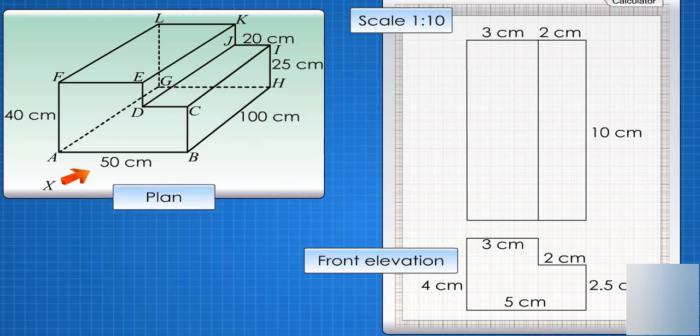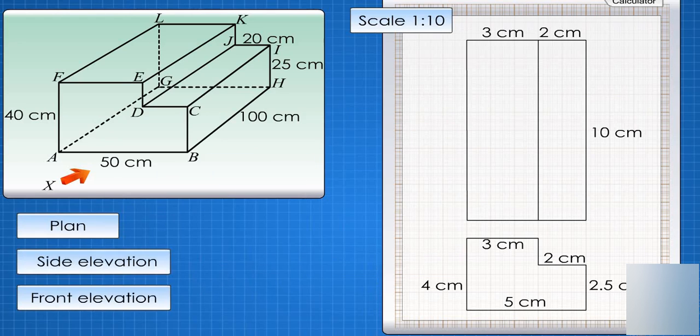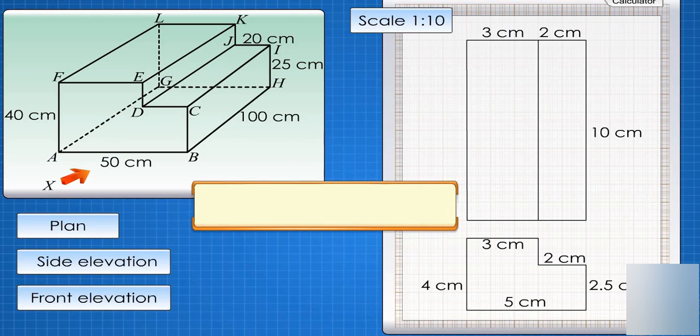Besides the plan and the front elevation, the side elevation is also needed to help us describe a solid object visually. So in this lesson, we are going to learn how to draw the side elevation of an object to scale.